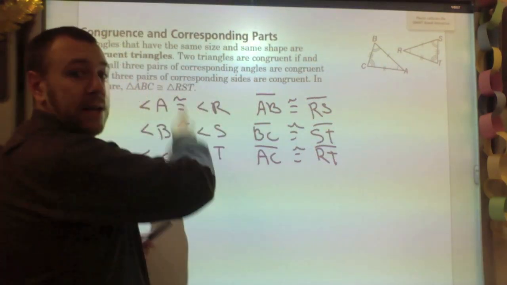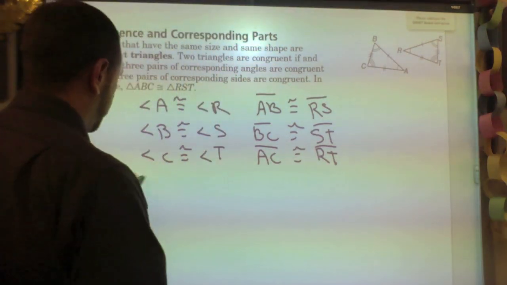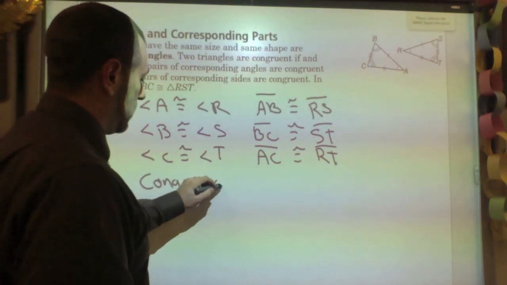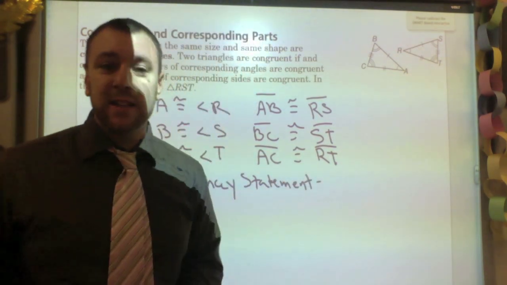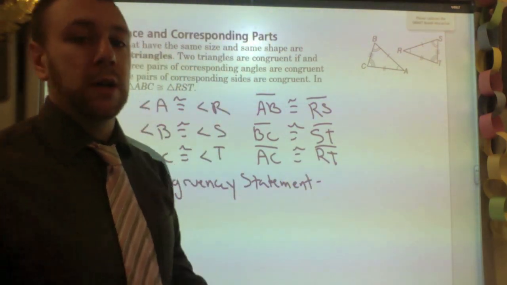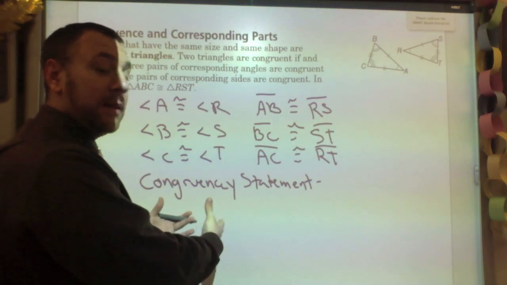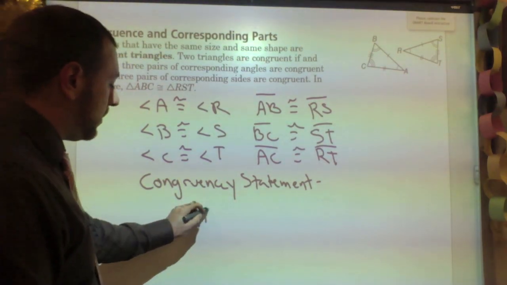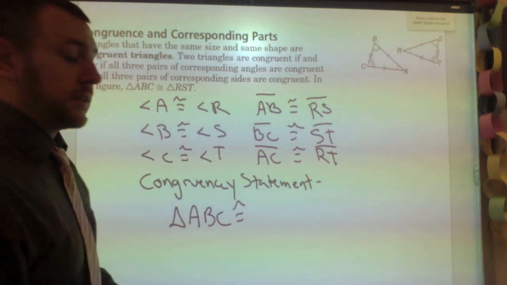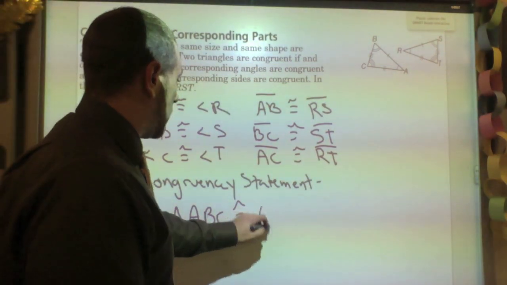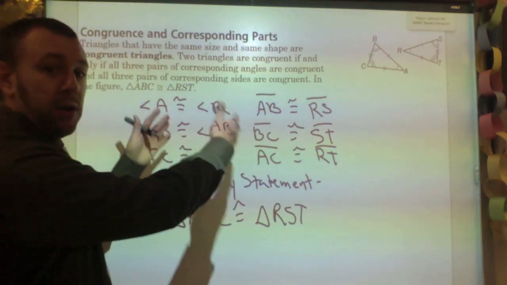Once we know that all the angles are congruent and all the sides are congruent, we can make what is called a congruency statement. A congruency statement states what is congruent. So what are we trying to prove is congruent? Well, we're trying to prove these triangles are congruent. So the congruency statement is triangle ABC is congruent, remember that symbol, the equal sign with the squiggly on top, to triangle RST. That's my congruency statement once I have all these sides and angles congruent.